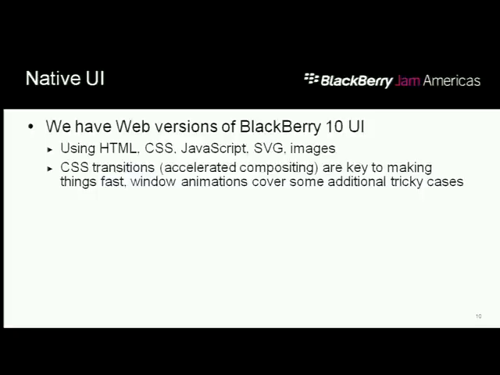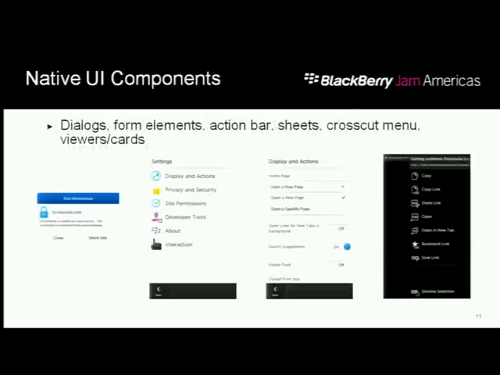As I said, there's a couple cases where we use window animations to do things that CSS transitions can't do for us. So here are some examples of the native UI components. We have dialogues. You can see on the left, that's the site information dialog, which shows you the security information about the site that you're on. Then there's the settings page that you saw. This looks pixel for pixel exactly like a Cascades list. And then you can see the display and actions settings page, which comes in on top of the settings page. You can see there's a combo box and some of those toggle buttons.